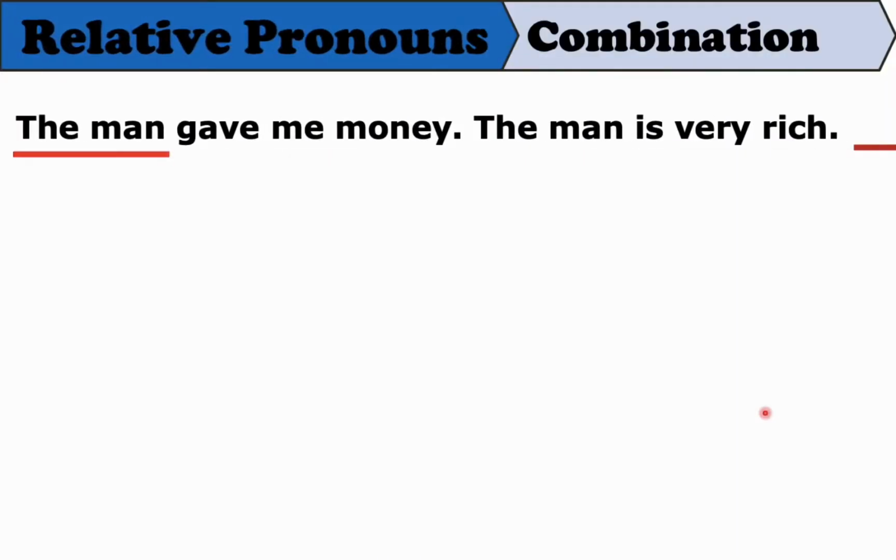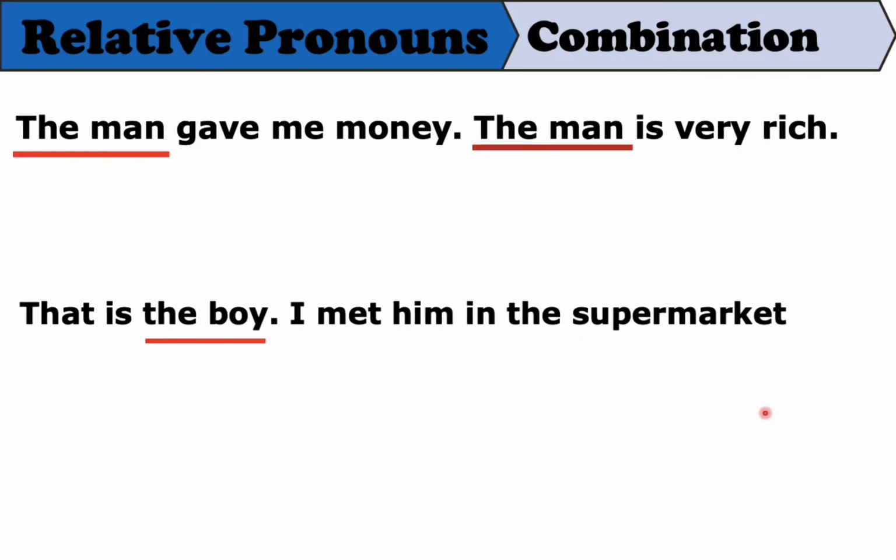Now, the man gave me money, the man is very rich. So again, what is repeated? So the man, the man. But look at this example. In this example, we have the man repeated. So we have the man and the man again. In the second example, what is repeated? We have the boy and him.